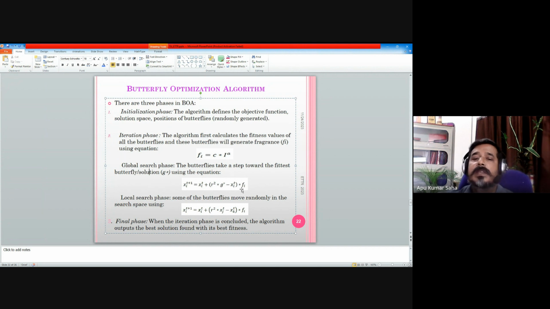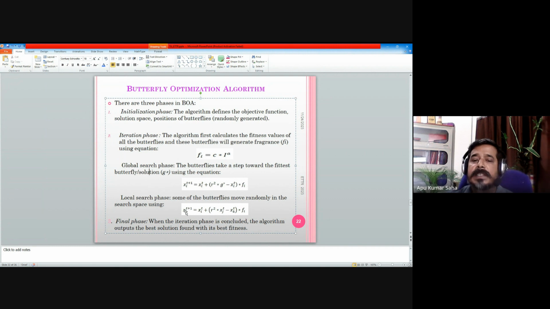We have used it by iteration phase. So this is called the global search phase, whenever we are using the best solution till now. And another is the local search phase. In the local search phase, the butterflies are not getting or cannot recognize the best butterfly. They are now moving randomly. So when they are unable to find the fragrance from the best butterfly, they will move randomly.